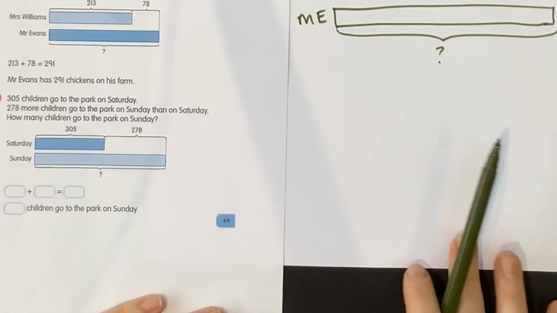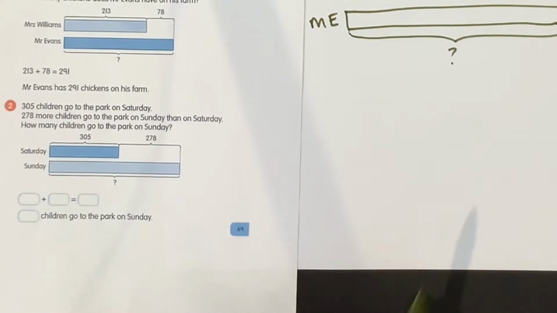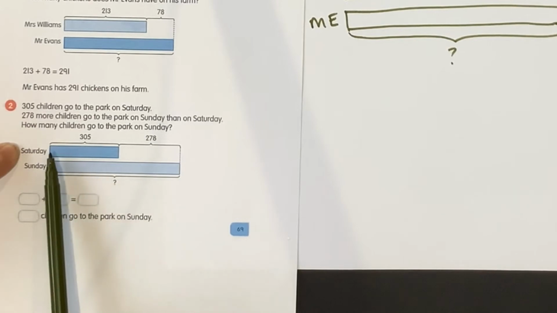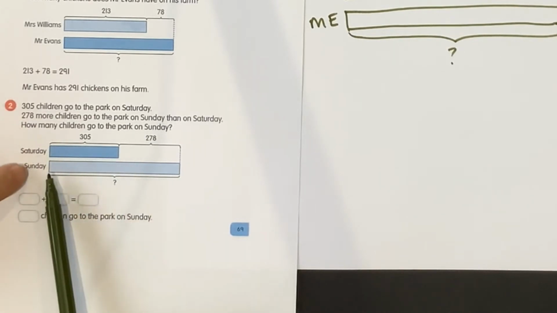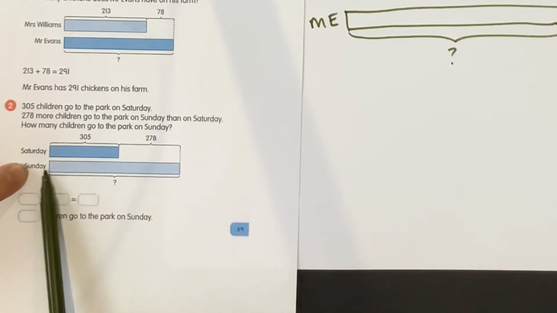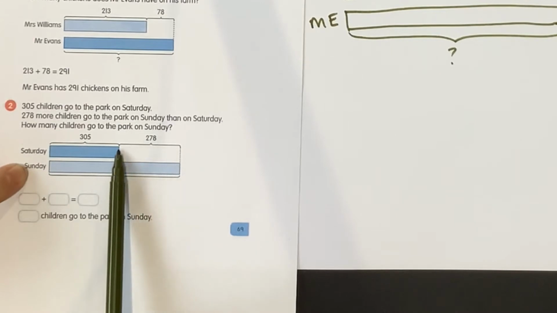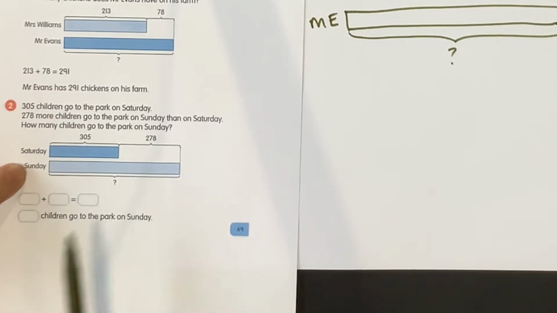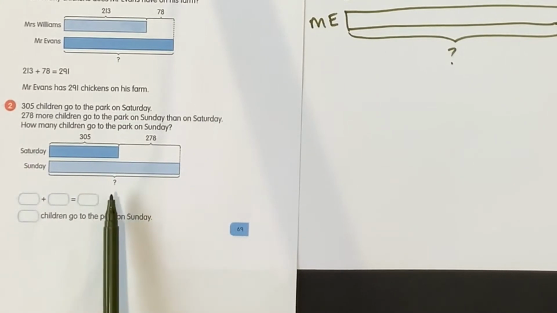Let's have a look at this one, number 2. 305 children go to the park on Saturday. 278 more children go to the park on Sunday than on Saturday. How many children go to the park on Sunday? So we've got our Saturday bar. We know that that's 305. And we've got our Sunday bar. We know it's longer because it says more children. We don't know how many though. We do know there are 278 more. So how are we going to work out how many children go to the park on Sunday? Pause and have a go, and then unpause for me to go through the answer.